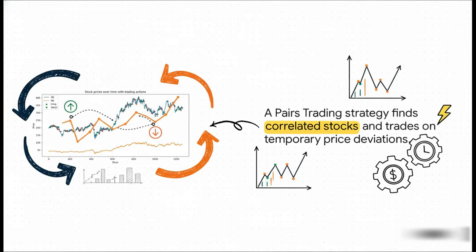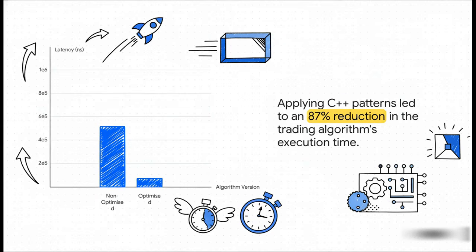The researchers implemented a classic strategy called pairs trading. The idea is pretty simple. Find two stocks that usually move together, kind of like dance partners. In this case, Goldman Sachs and Morgan Stanley. When one zigs and the other doesn't zag for a moment, you trade on that temporary split, betting they'll get back in sync soon. And the results? They are just mind-blowing. The standard, non-optimized code took over 500,000 nanoseconds to execute. A lifetime in this world. But after applying those C++ tricks we just talked about, they slashed that latency all the way down to just over 65,000 nanoseconds. That is a staggering 87% reduction.